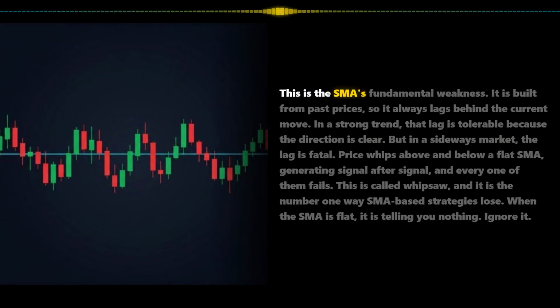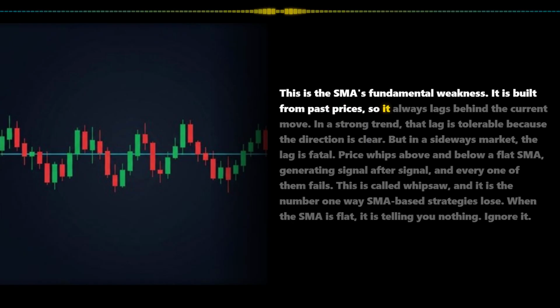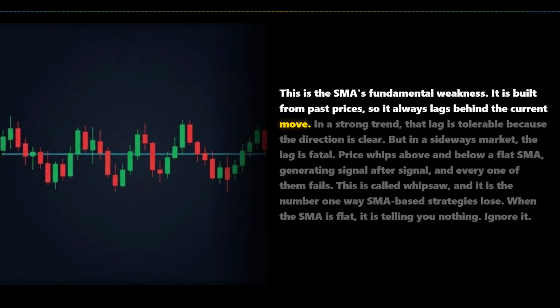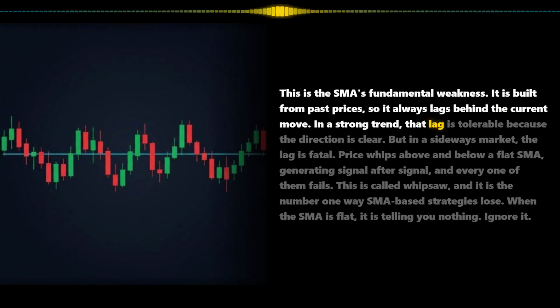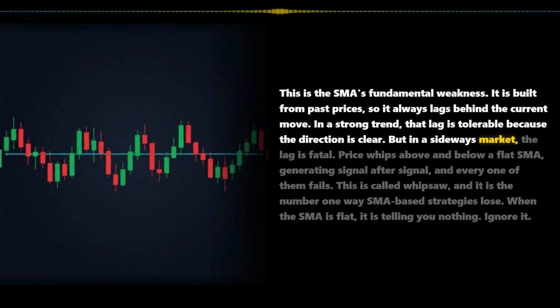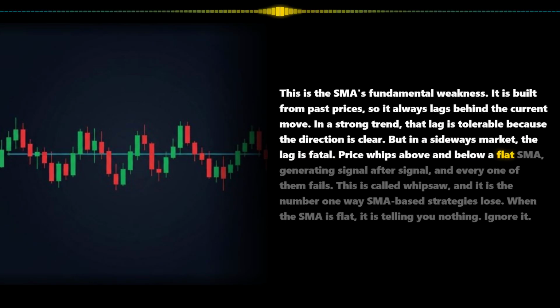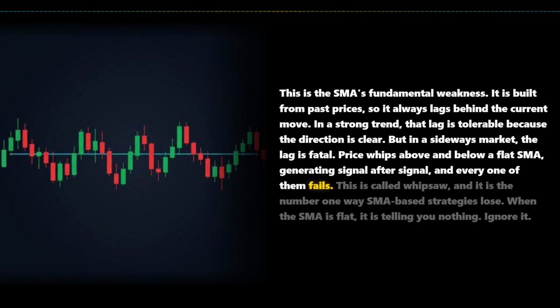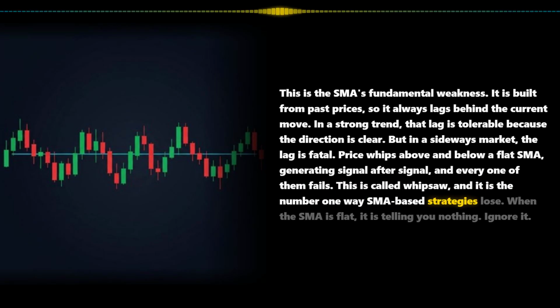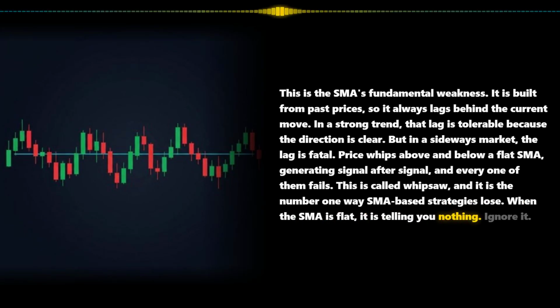This is the SMA's fundamental weakness. It is built from past prices, so it always lags behind the current move. In a strong trend, that lag is tolerable because the direction is clear. But in a sideways market, the lag is fatal. Price whips above and below a flat SMA, generating signal after signal, and every one of them fails. This is called whipsaw, and it is the number one way SMA-based strategies lose. When the SMA is flat, it is telling you nothing.